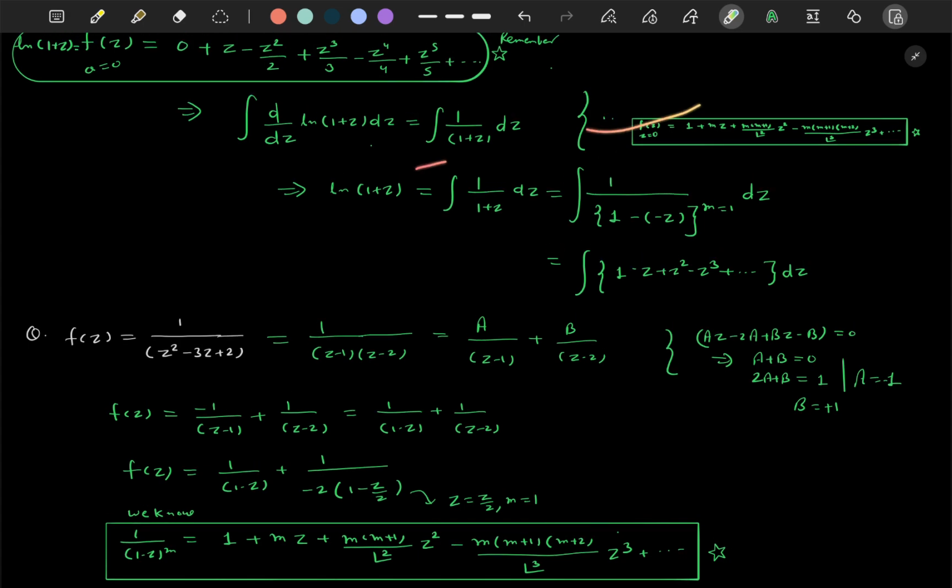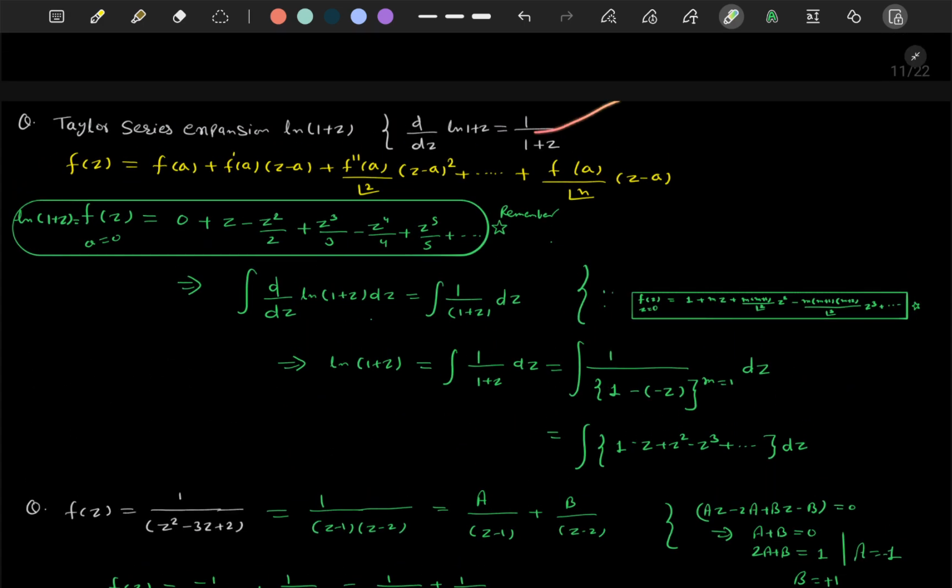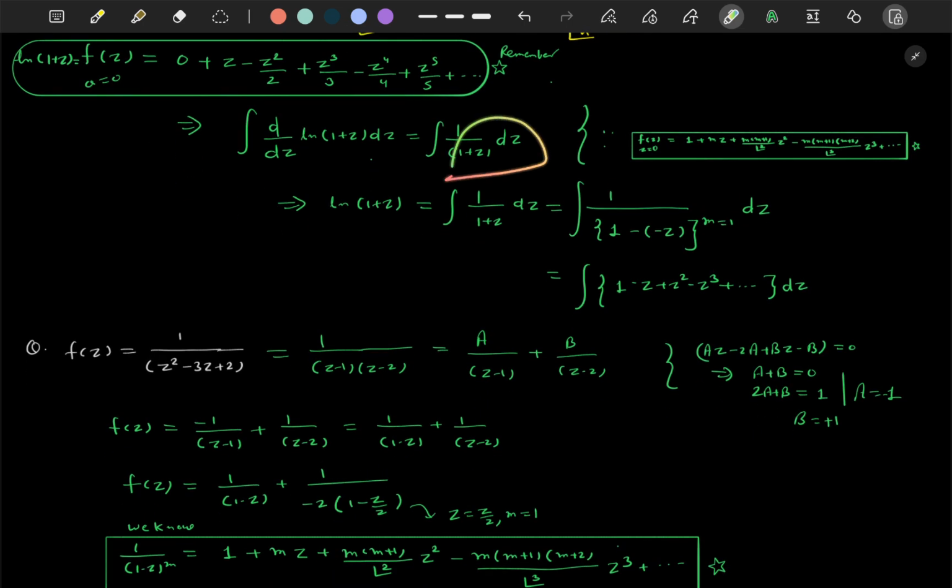You can solve it with the help of this function also. We just have calculated the value of this function. Simply put, integration of 1 plus z dz. So 1 plus z can be expressed as 1 minus z raised to power minus m equal to 1. Now put m equal to 1 in this formula and you will get the answer like this, and just integrate: z minus z square upon 2 plus z cube upon 3 minus z4 upon 4, and it goes on to infinity.